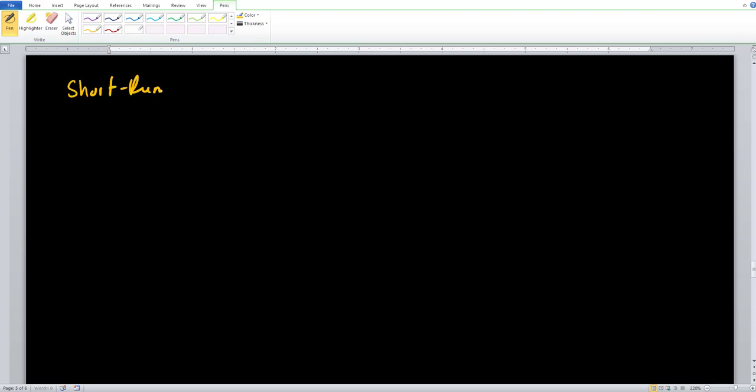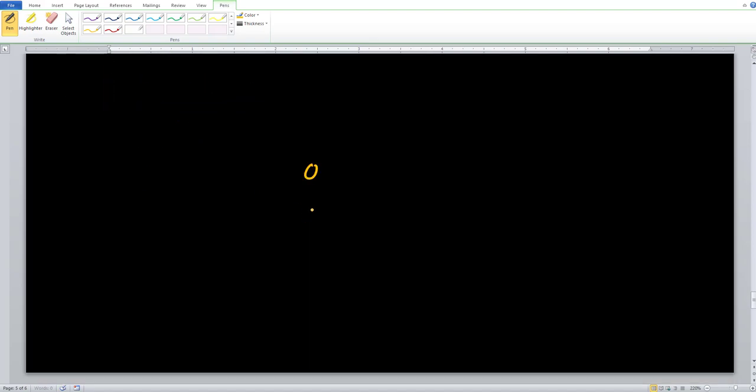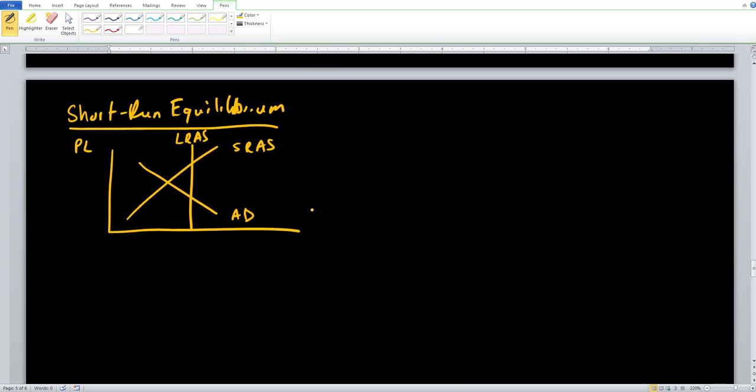Here we take a look at short-run equilibrium. So short-run equilibrium. First of all, suppose that we end up in a situation as such. We have aggregate demand right here. We have short-run aggregate supply, SRAS, and then we suppose we have LRAS up here, with the price level and GDP, and Q, our output, right here.